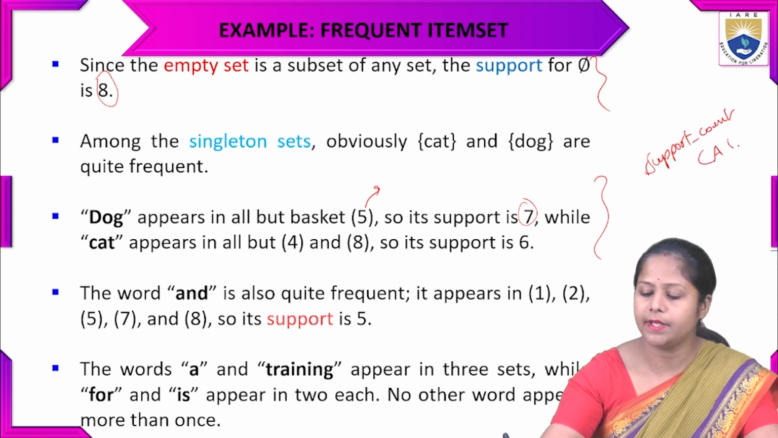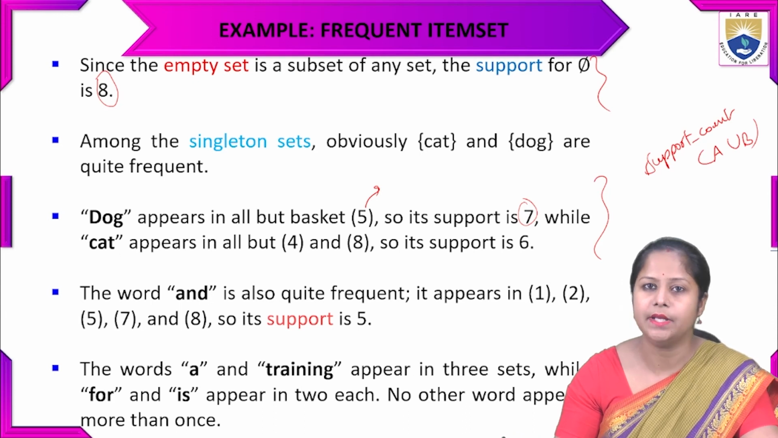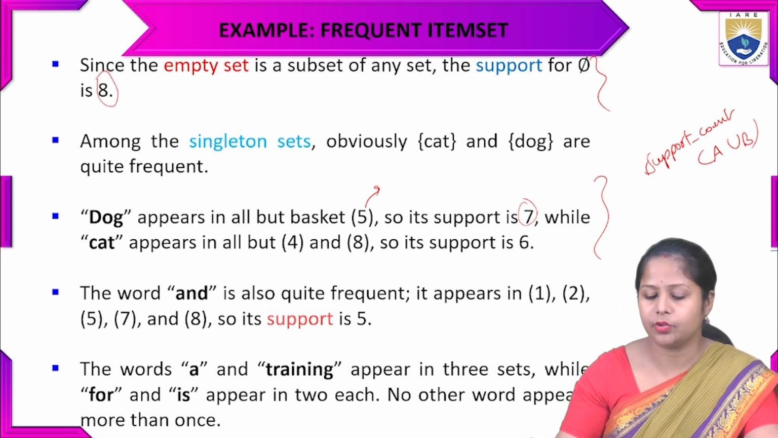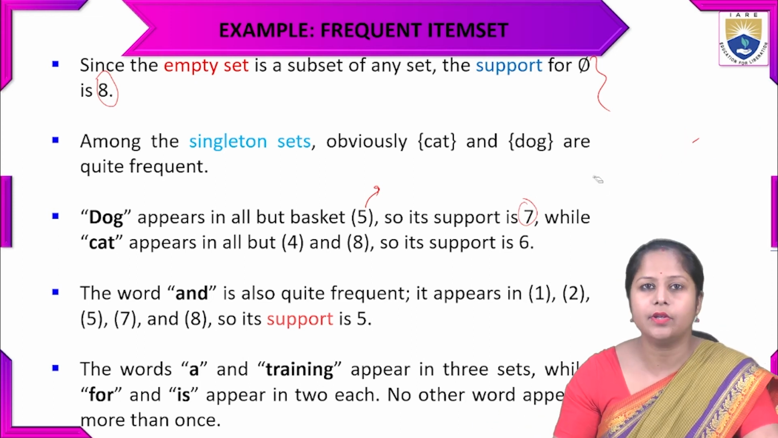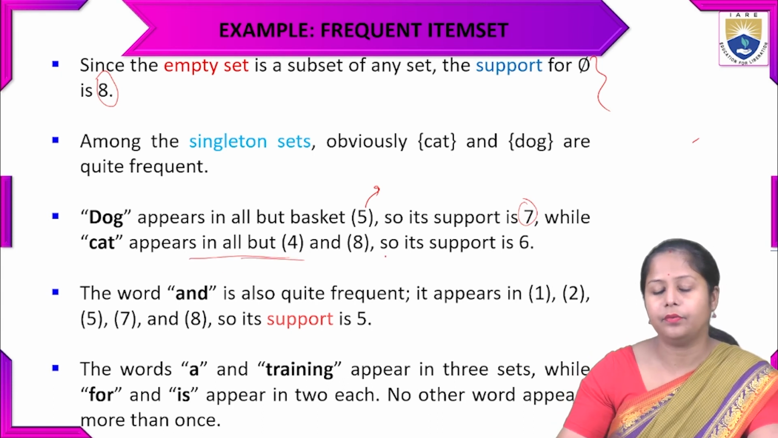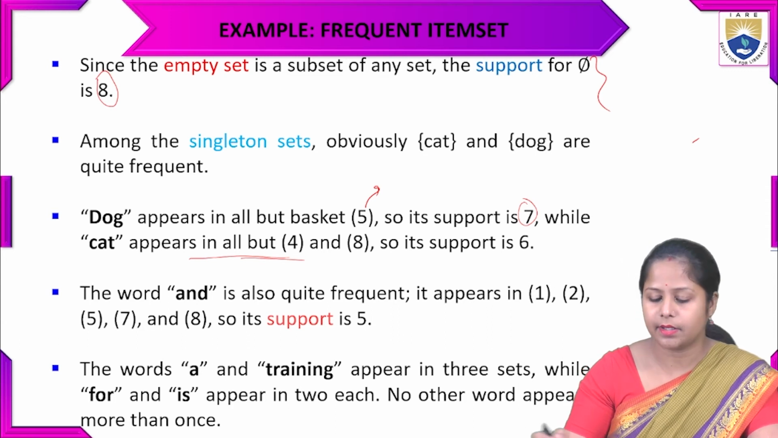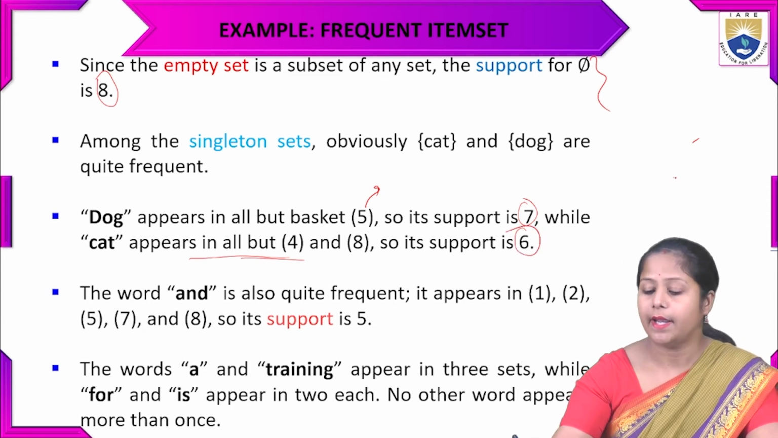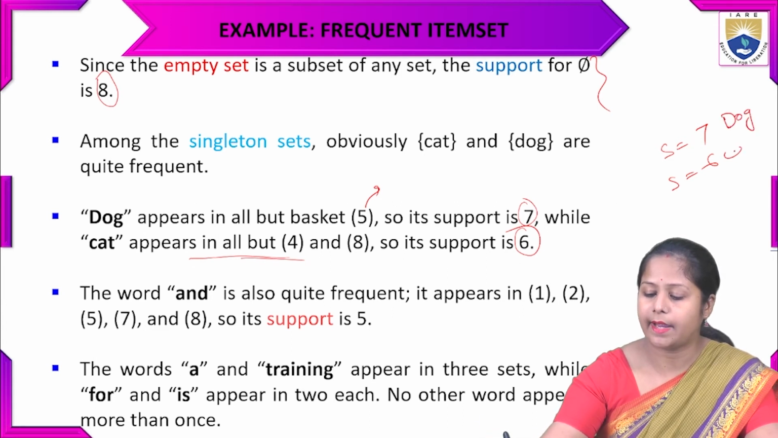that we have to calculate as A union B, that is occurring in both A and B item sets. So the support will be 7. While the cat is going to occur in all but 4 and 8, so if we calculate, the support will be 6. S is equal to 6 for cat. For the dog, S is equal to 7.